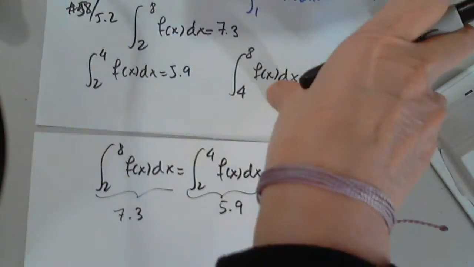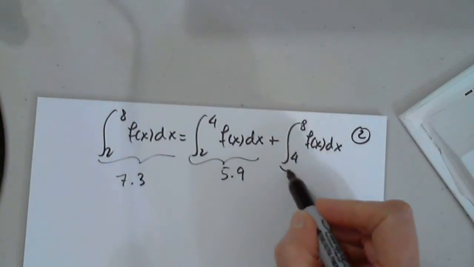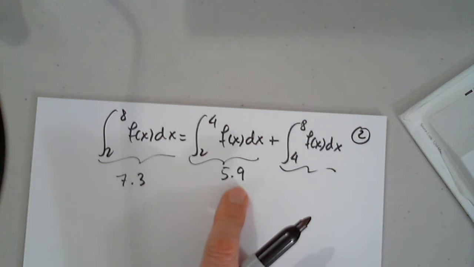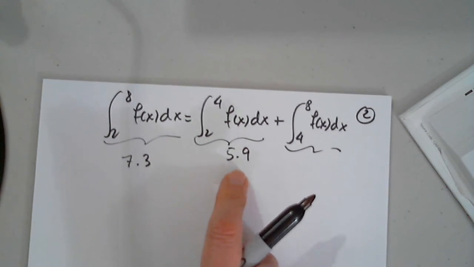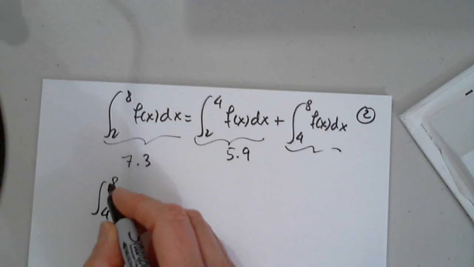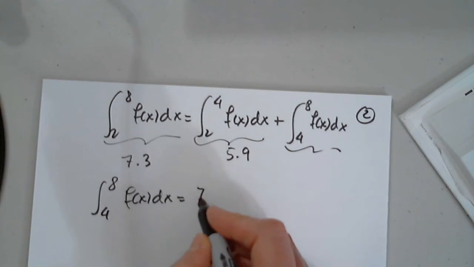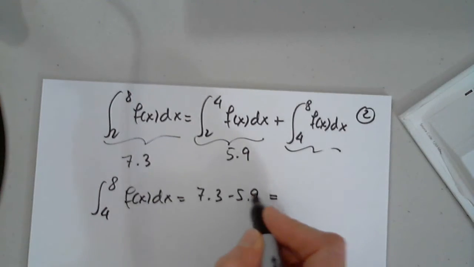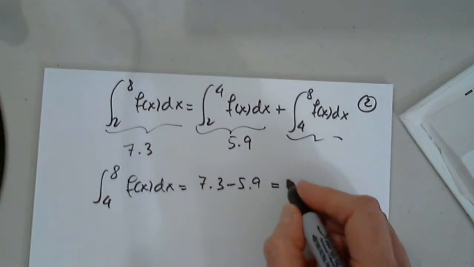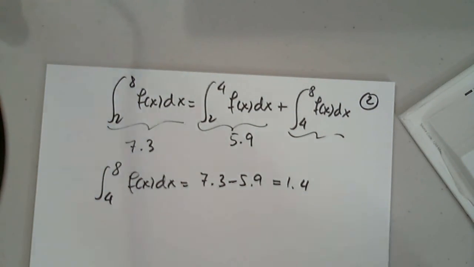So obviously, the integral from 4 to 8 of f of x dx must be 7.3 minus 5.9. And is it 1.4? Correct me if I'm wrong. Yeah, 1.4. Perfect. Okay, I'm going to share more properties.